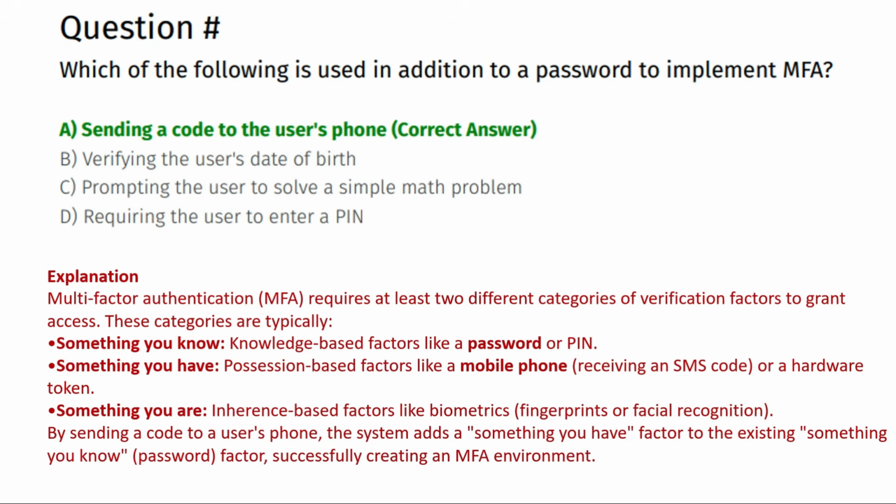The next question is, which of the following is used in addition to a password to implement MFA? Option A, sending a code to the user's phone. Option B, verifying the user's date of birth. Option C, prompting the user to solve a simple math problem. Option D, requiring the user to enter a PIN. And the correct answer for this question is option A, sending a code to the user's phone.